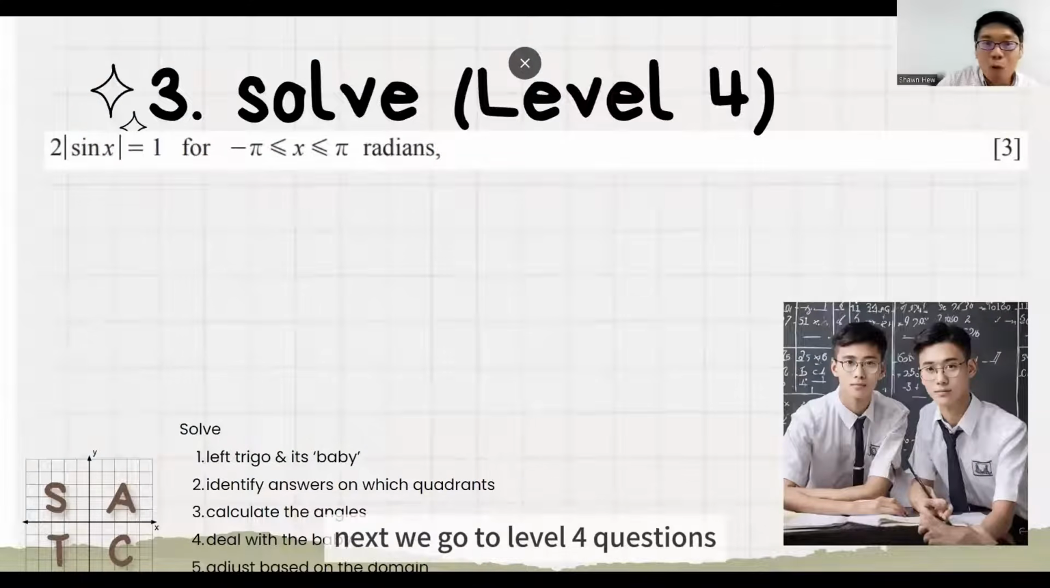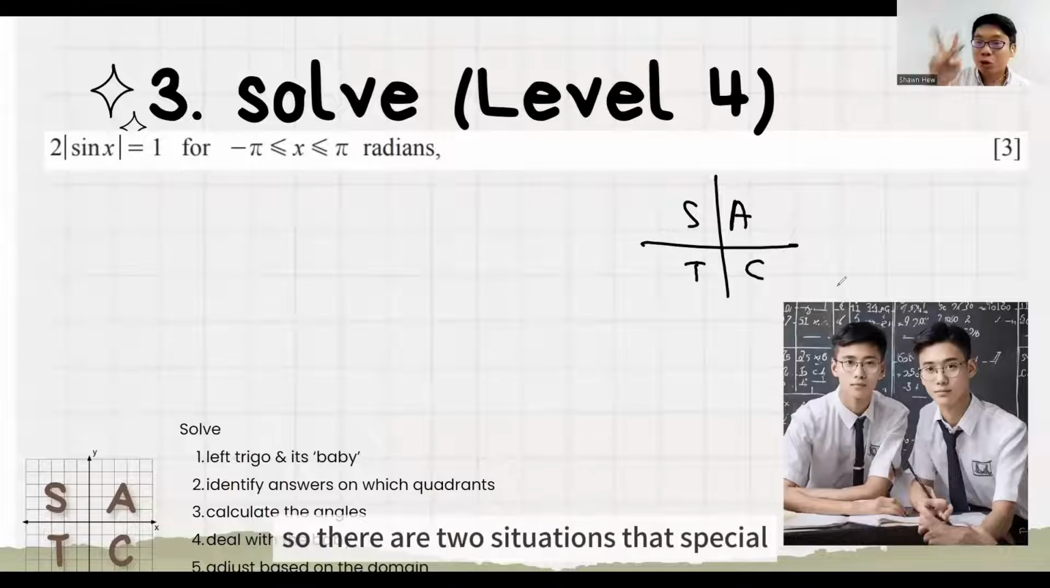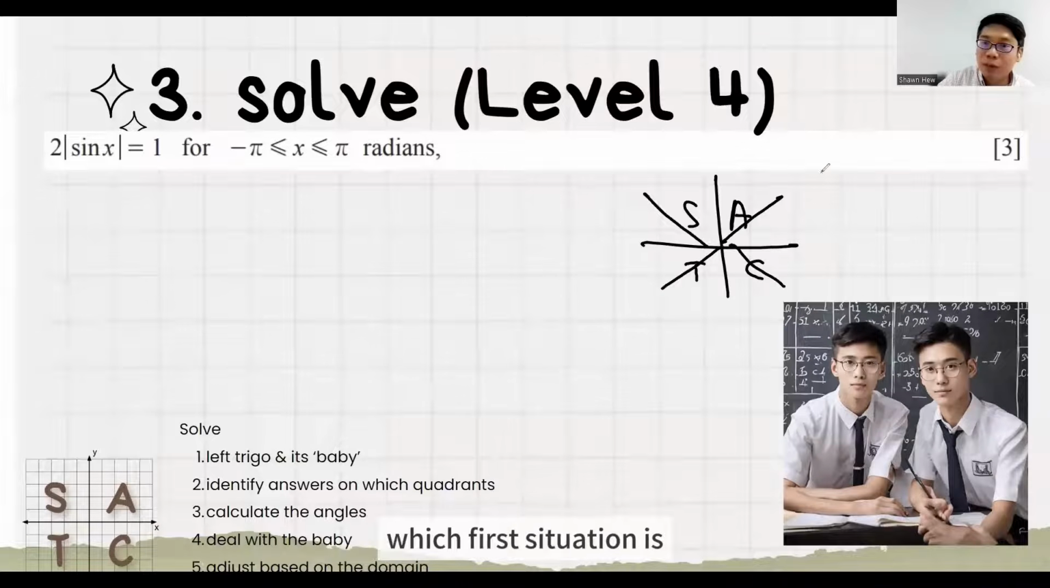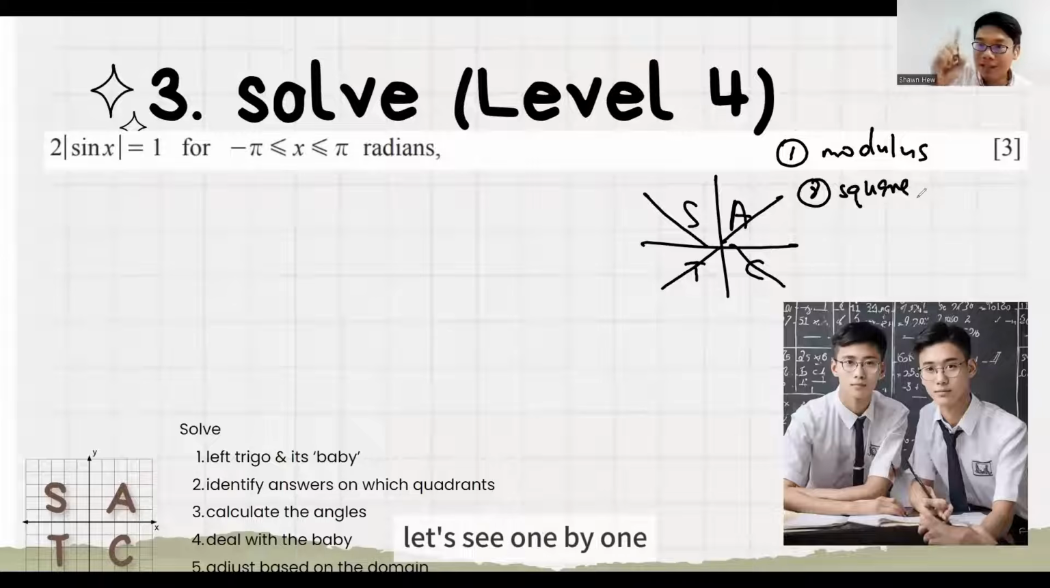Next, we go to level 4. Level 4 questions, all 4 ASTC quadrants will have answers. So there are two special situations where all 4 quadrants have answers. The first situation is when you see a modulus situation. Second, when you see a square situation. Let's see one by one.